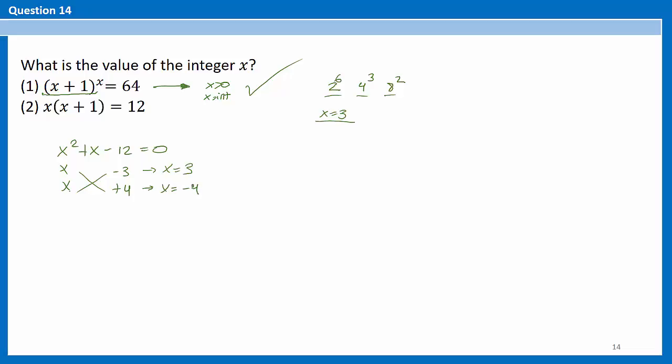Now, statement 1 limits x to be positive, but statement 2 doesn't have that requirement. So I can say that these are two valid answers. So it's not going to be sufficient because I don't have one single answer. So the answer would be A.